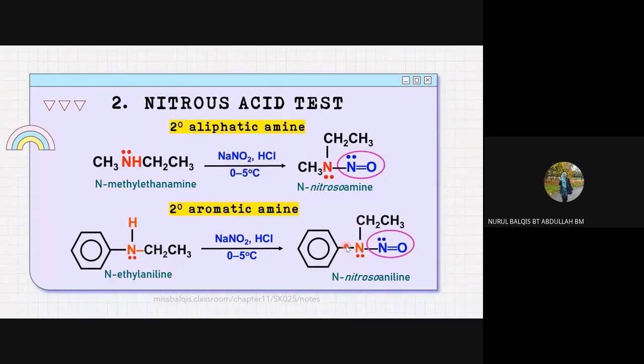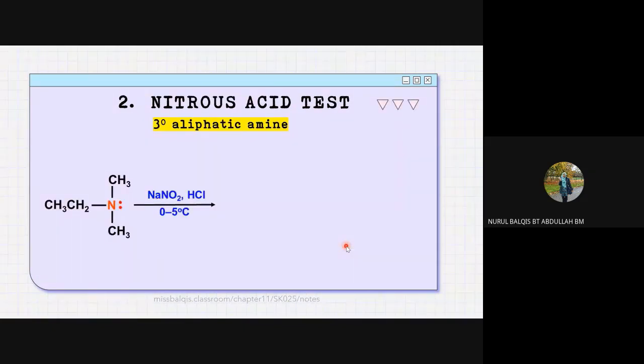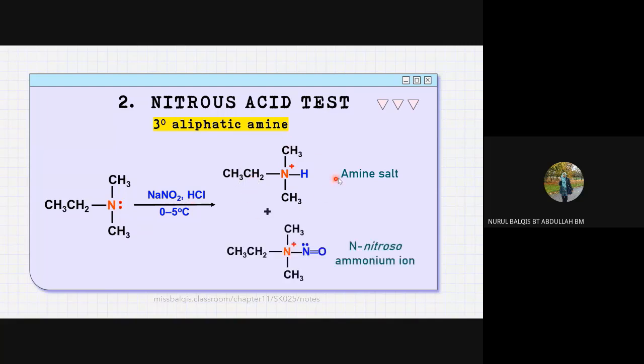Okay, boleh. So untuk tertiary pula, tertiary aliphatic amine. Okay, tertiary aliphatic amine. We got no hydrogens available on this tertiary aliphatic amine. Okay, tapi kita tak boleh cakap dia dapat no reactions juga. Okay, untuk aliphatic, we gonna get the first one, the lone pair, dia akan ambil hydrogen. So kita akan form this amine salt. And the second one, kita akan form nitroso ammonium ion. Nitroso ammonium ion, you have this nitroso group and this is ammonium ion sebab ada N plus charge. So dia ambil H, dia ambil NO. So dapat dua ni. Boleh? Kalau aliphatic.